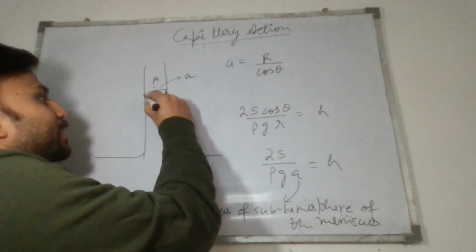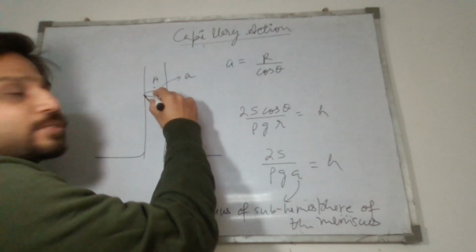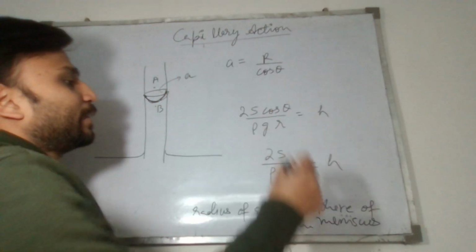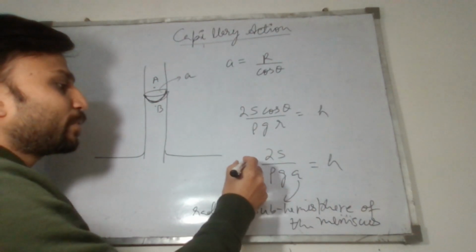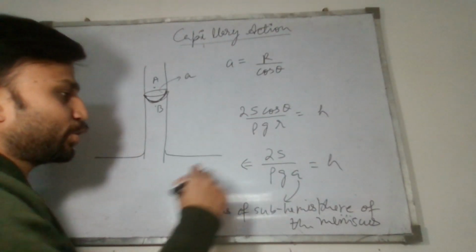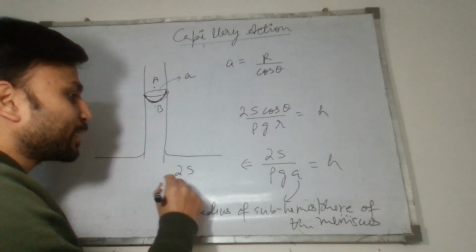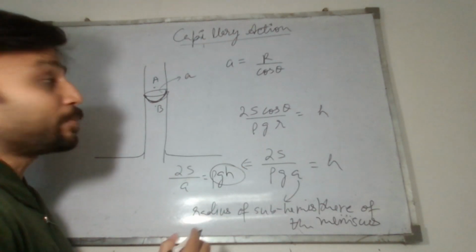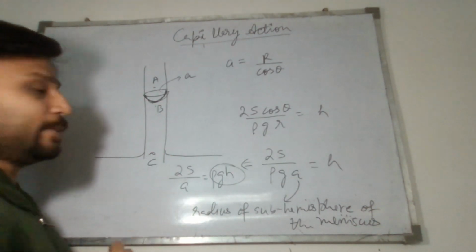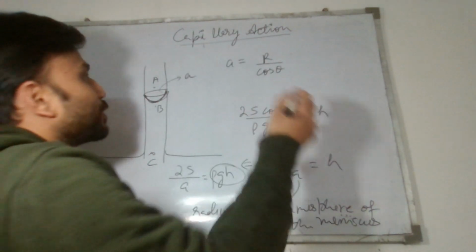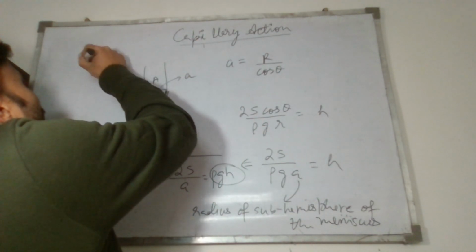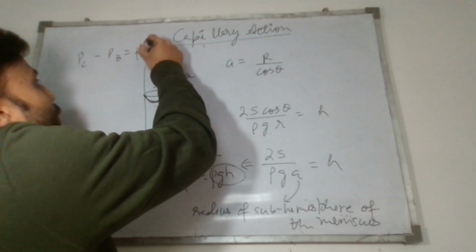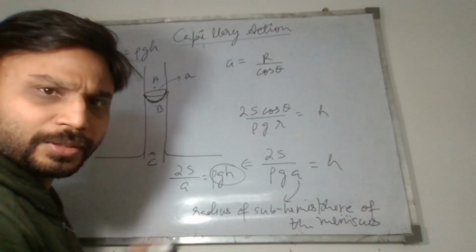So this is the meniscus basically, right? This whole thing is called a meniscus. So its radius is A. So this radius A we can use to actually figure out the pressure difference at a depth h. If we use this further, we'll get 2S by A is equal to rho g h, which is the pressure difference between points B and C. So I can say PC minus PB is equal to rho g h, right?